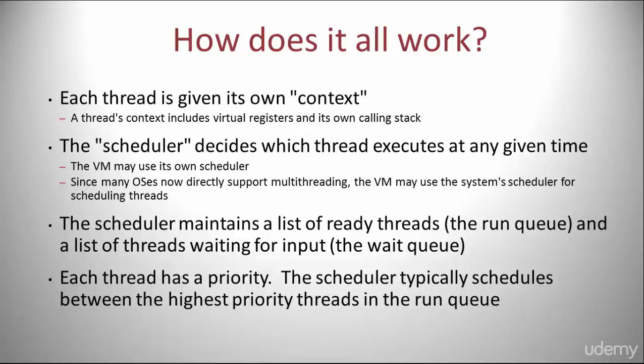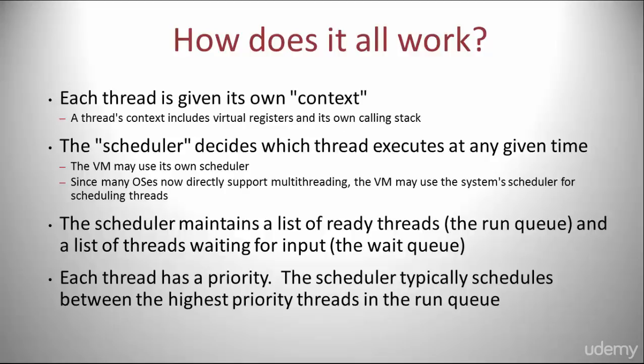So how does it all work? Each thread is given its own context. A thread's context includes virtual registers and its own calling stack. The scheduler decides which thread executes at any given time. The VM may use its own scheduler. Since many OSs now directly support multi-threading, the VM may use the system's scheduler for scheduling threads.